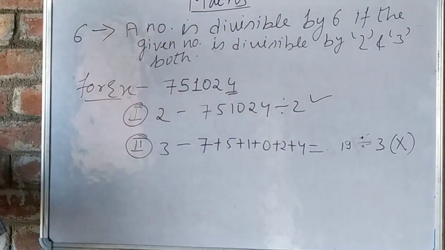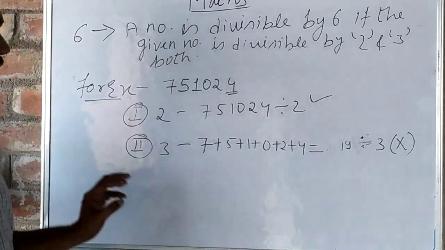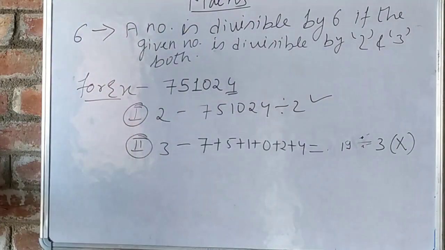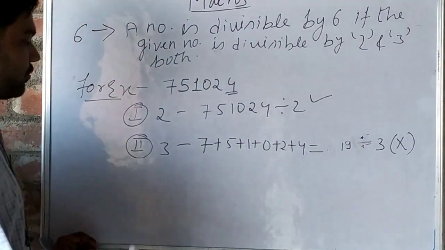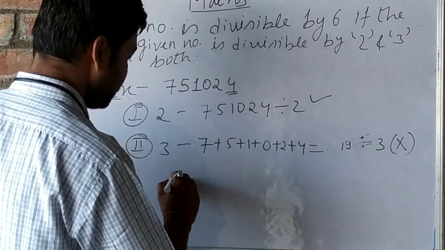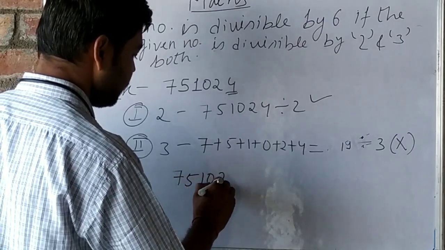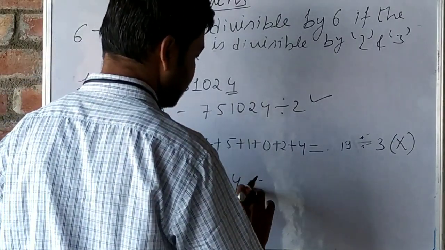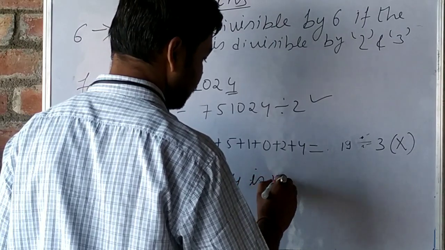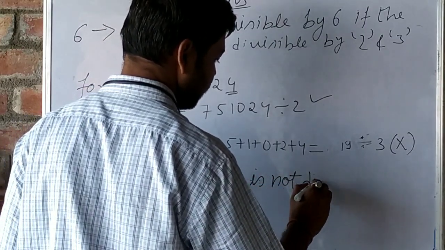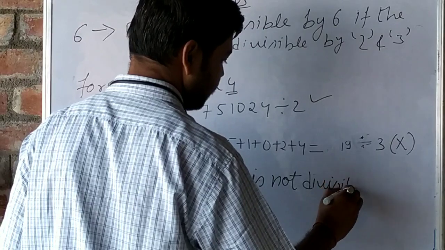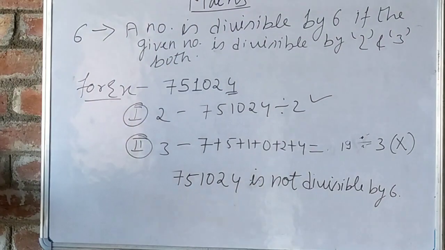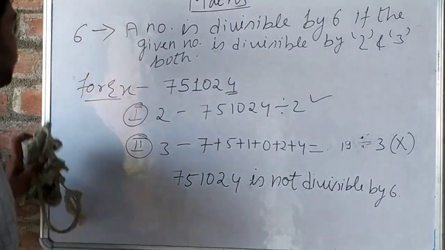Understand? So we can say that one condition is fulfilled and the second condition is not fulfilled. So we can say that the number 751,024 is not divisible by 6. Understand?